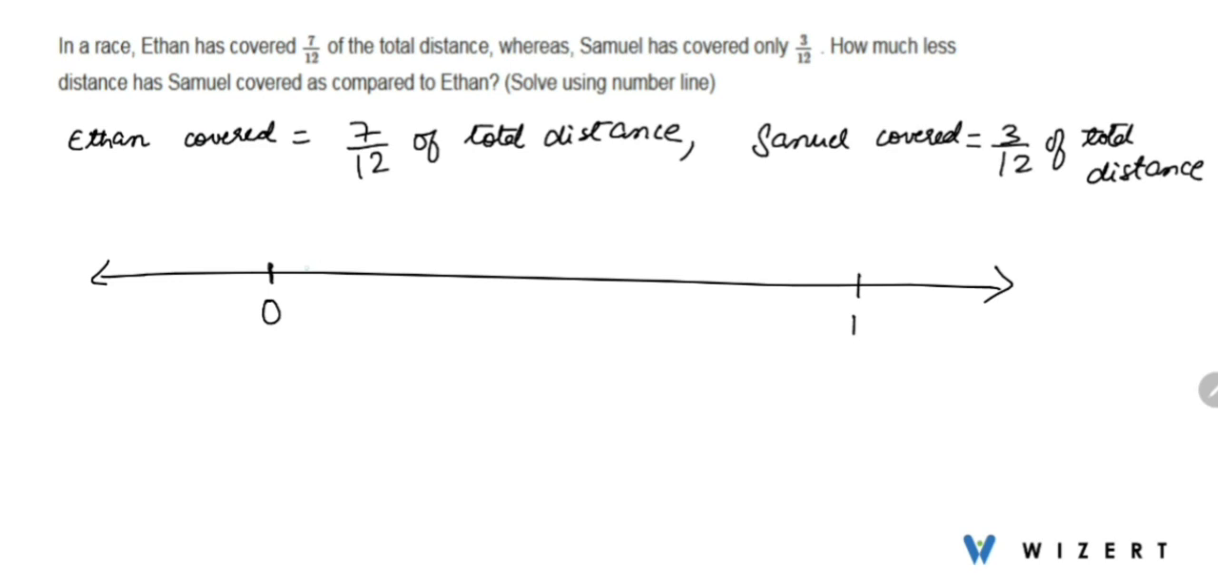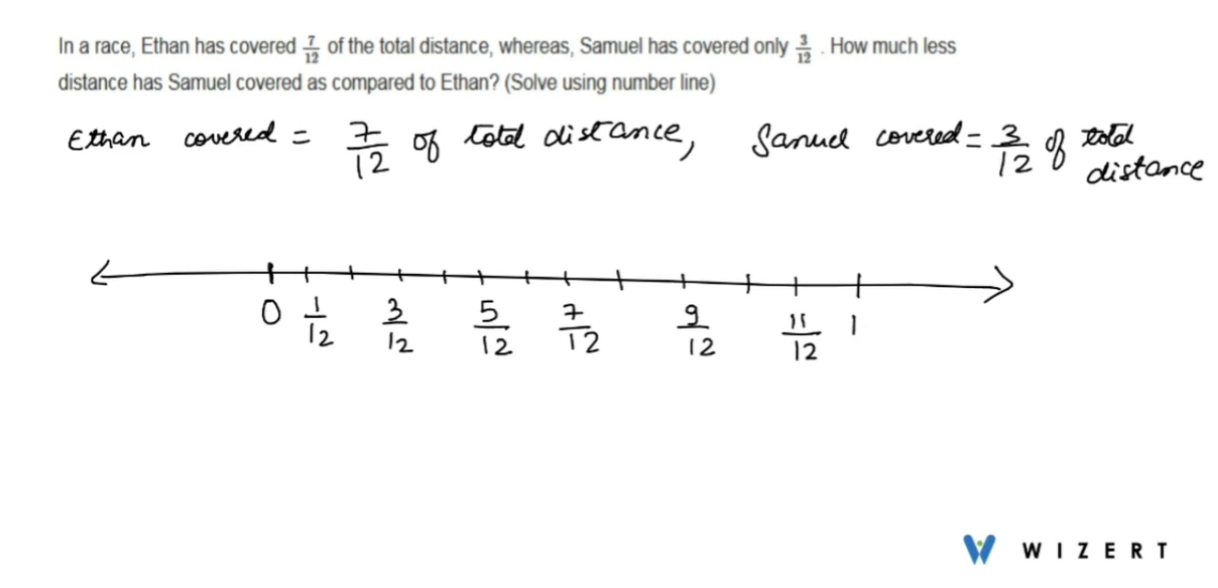So let's say this is 1/12 distance, then this is 3/12 distance, then this is 5/12 distance, then this is 7/12 distance, then this is 9/12 distance, and then this is 11/12 distance, and this is 12/12, that is equal to 1. So in this way, these fractions are plotted on the number line.